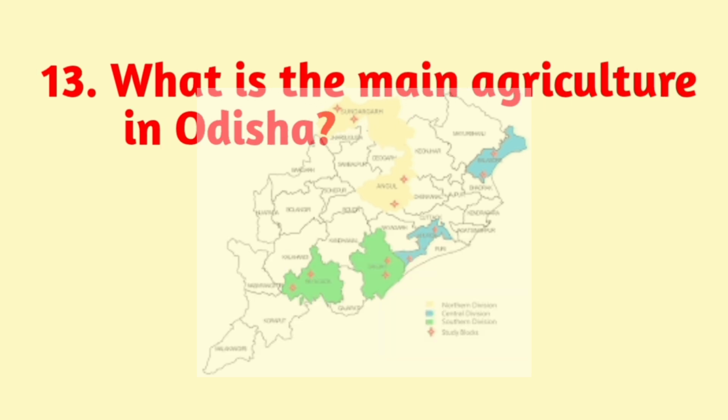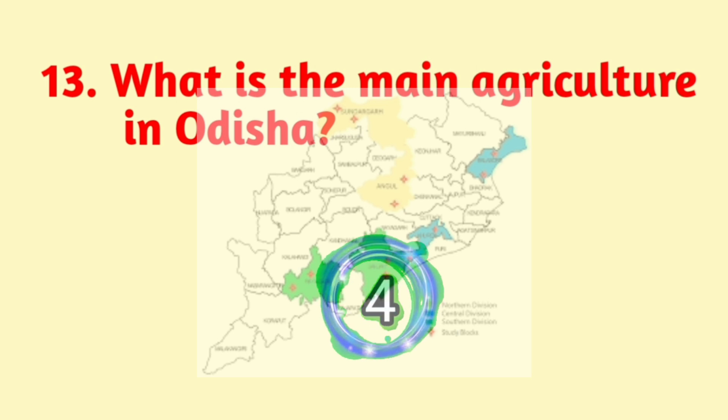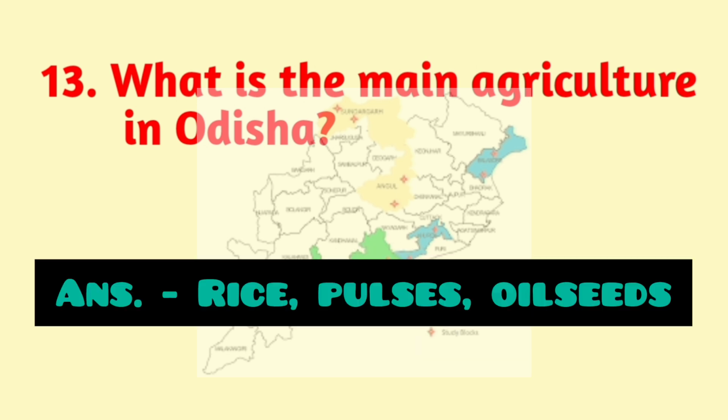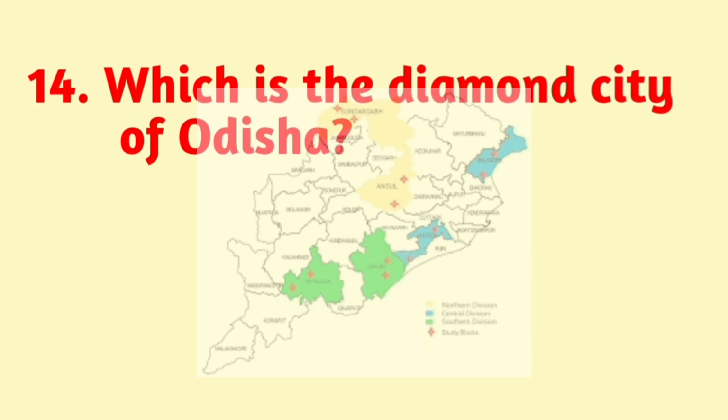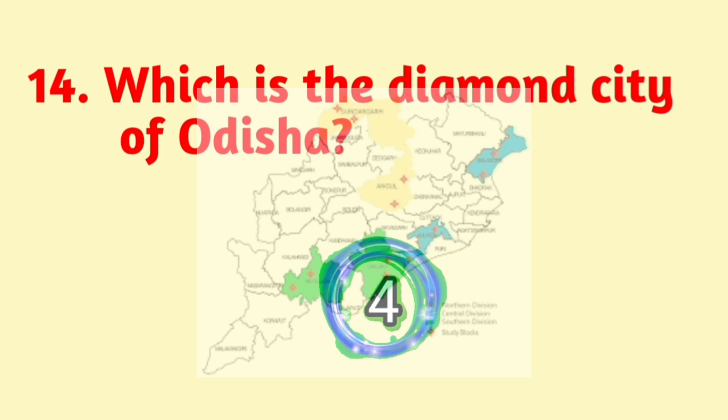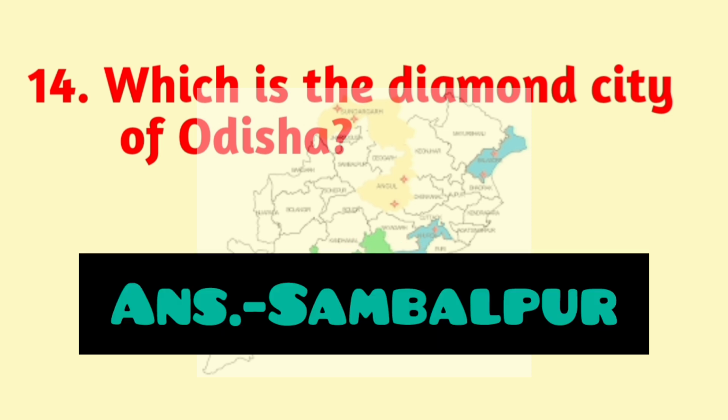Question number 13. What is the major agriculture in Odisha? The answer is rice, pulses and oil seeds. Question number 14. Which is the diamond city of Odisha? The answer is Sambalpur.